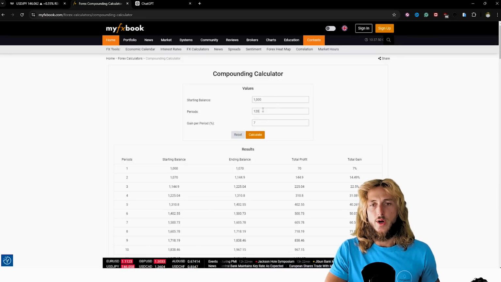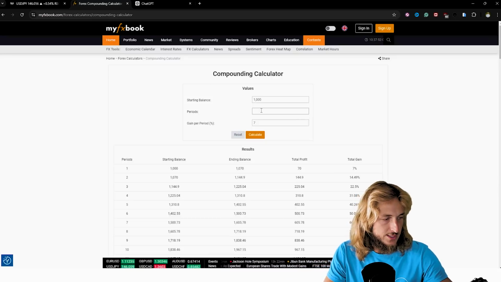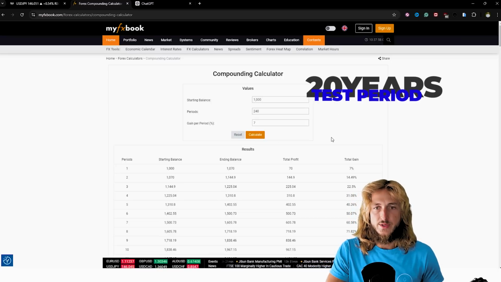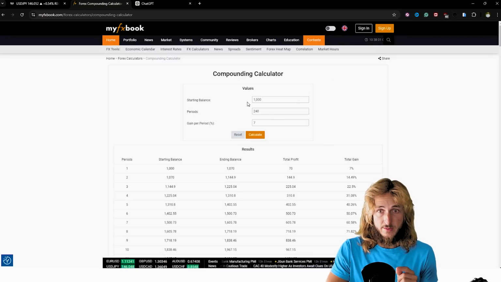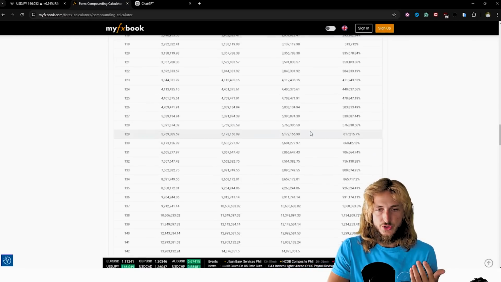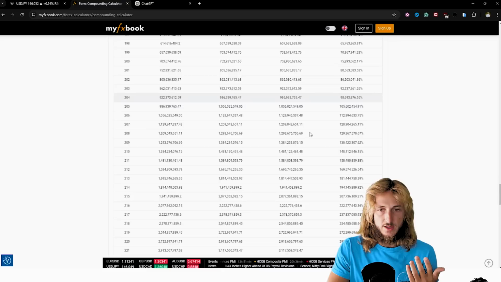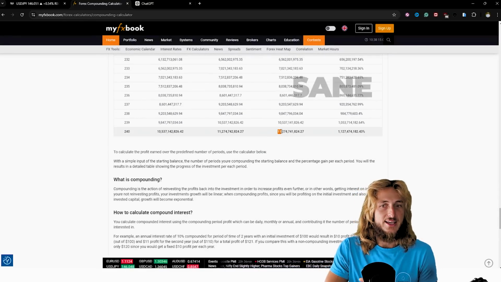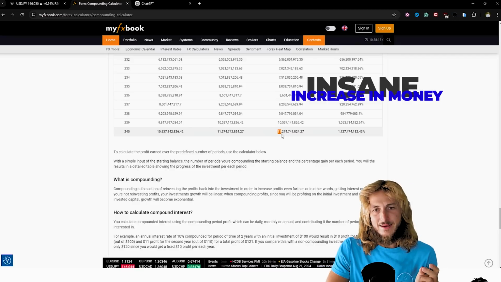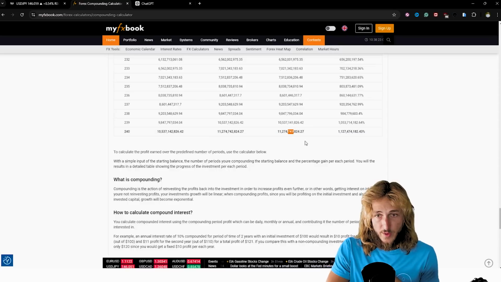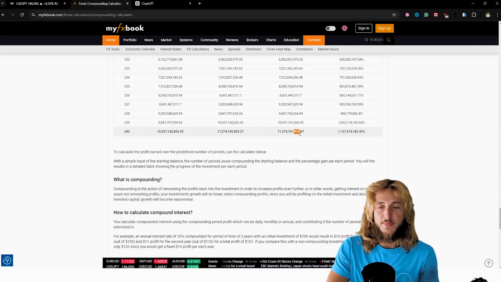So if we put here 240 instead of 120, so essentially this will be 20 years. And we recalculate this, what you will see, instead of 3.3 million from 1,000, you will see a huge number. I don't know what the number is, but it will for sure be a huge number, much, much higher. As you can see here, that is essentially a huge number. That is 11,274,741,824. Okay, so from 1,000 to $1 billion account.